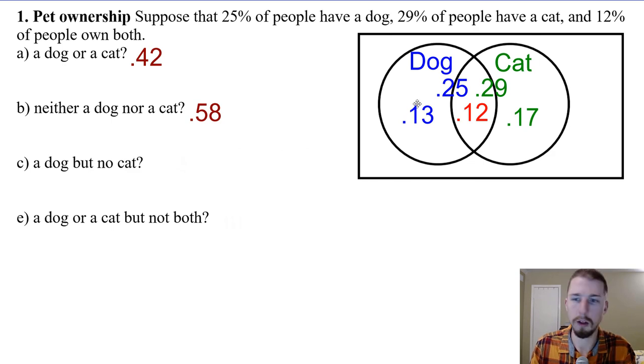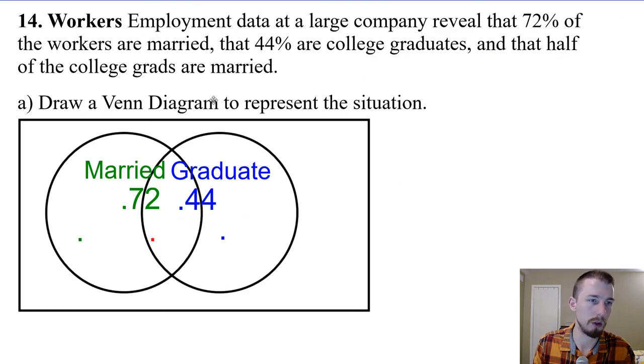A dog but no cat. So dog but no cat, that'll be 13%, right? A dog or a cat but not both. So that's going to be the disjoint ones. We'd subtract the 12% twice from both of these, which would give us 30%. Or you can add the 13 and the 17, still get 30%. Kind of cool. All right, workers.